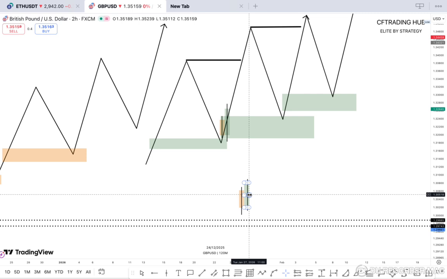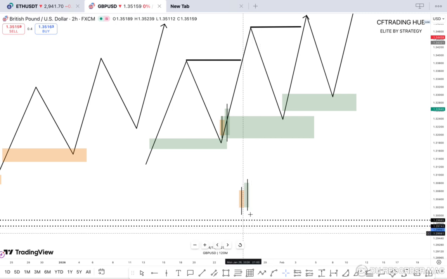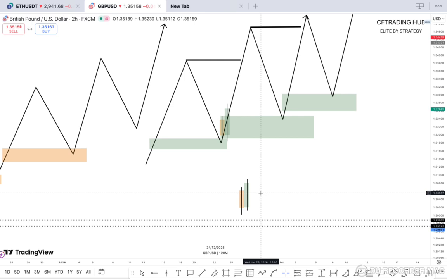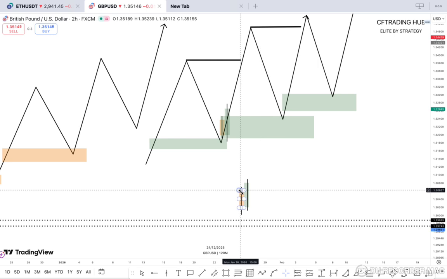Now, talking about a bullish order block. A bullish order block has to have what? The source candle for a bullish order block has to be a bearish candle. And the engulfing candle has to be a bullish candle.